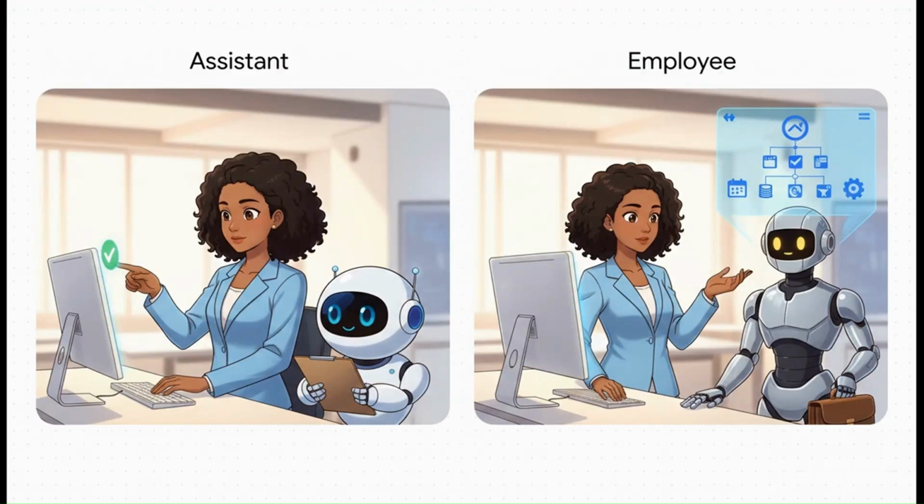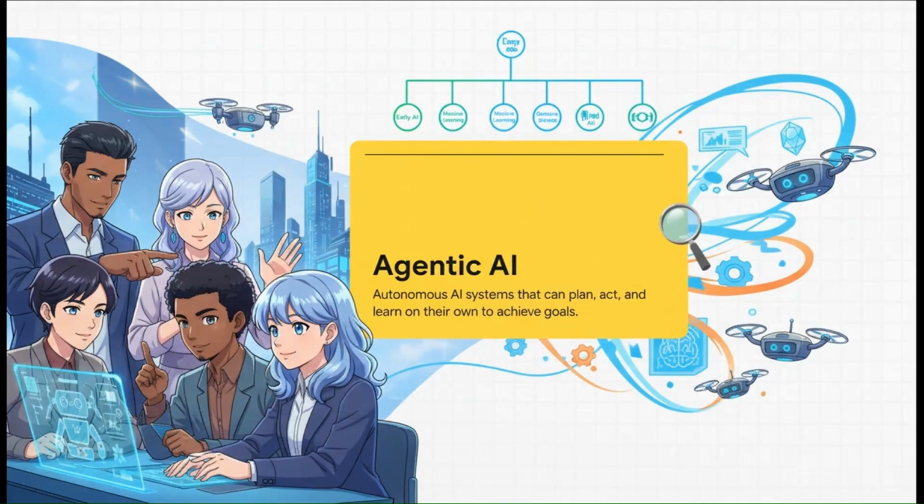This analogy is just perfect. A tool like ChatGPT is a brilliant assistant. It does exactly what you ask it to do when you ask it. But an agentic AI, that's more like an employee. You give it a goal, and it figures out the steps, uses the tools it needs, and takes action all on its own to get it done. The key words here are autonomy and action. These systems don't just sit around waiting for your next command. They can plan a multi-step project, go and execute those steps, and then learn from the results, all without a human holding their hand.